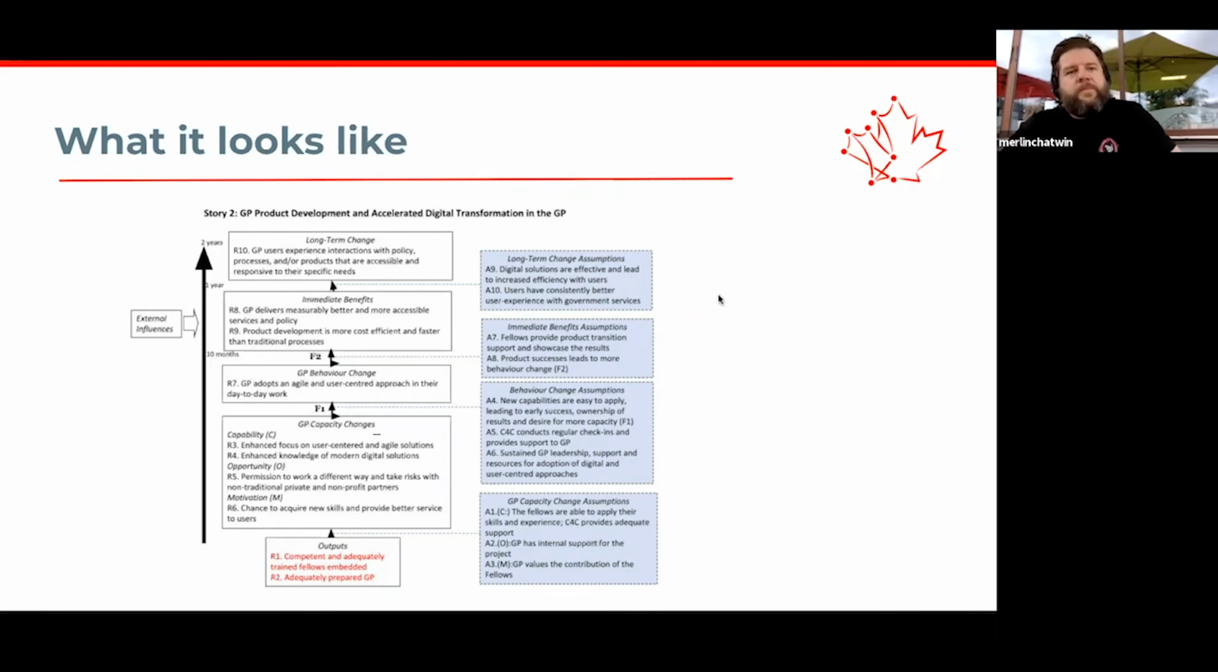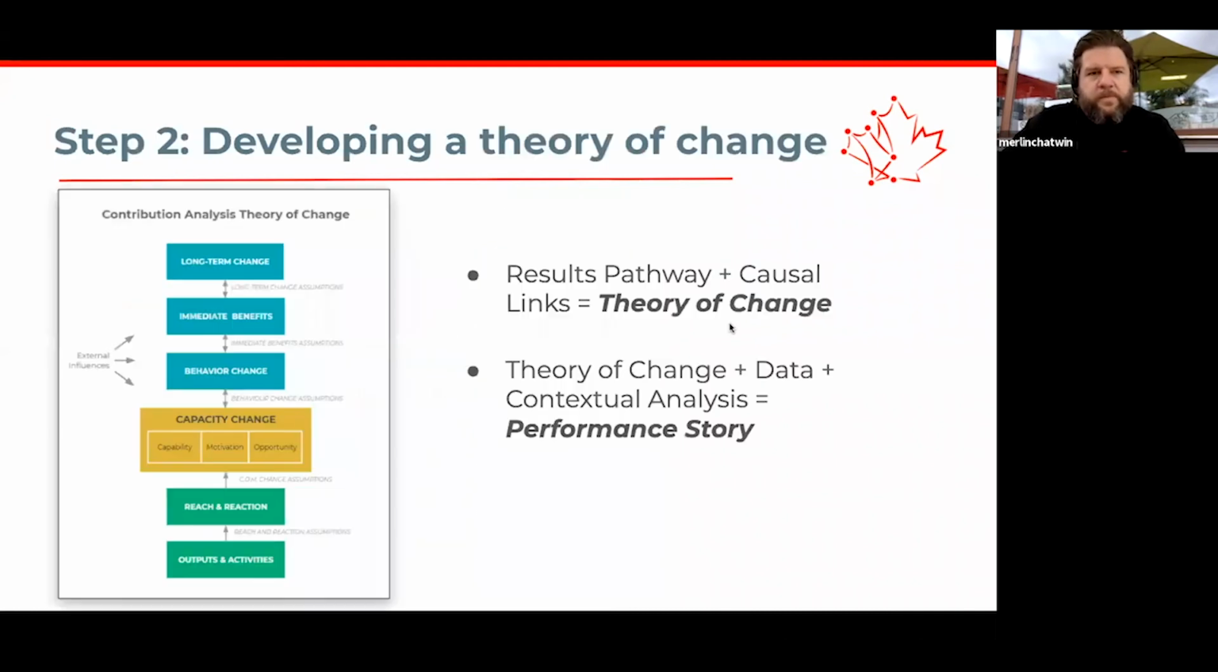this. Did I skip one? Yeah. So this leads into looking at developing the theory of change. If you look at the colored boxes in the middle, this is our results pathway. You look at outputs and activities, reach and reaction, and then capacity change, and we'll talk more about that in a minute, leading to behavior change, immediate benefits, long-term change. Again, these are developed as you are planning your program, ideally, and they are hypotheses about how change occurs.